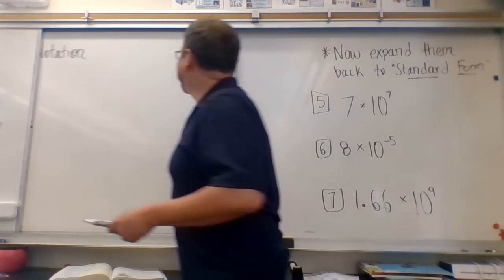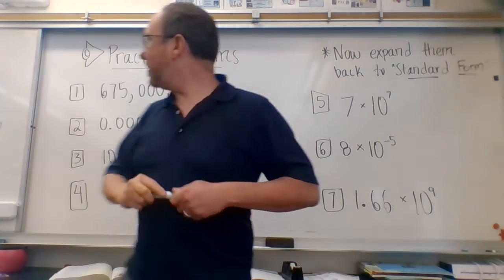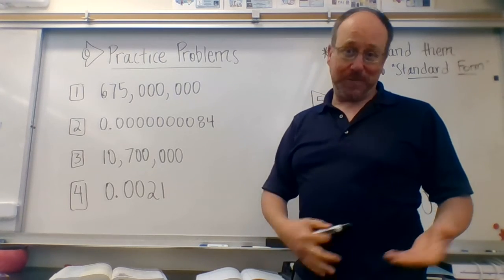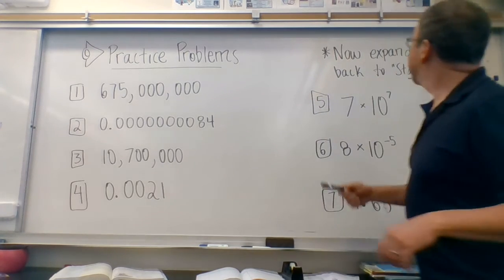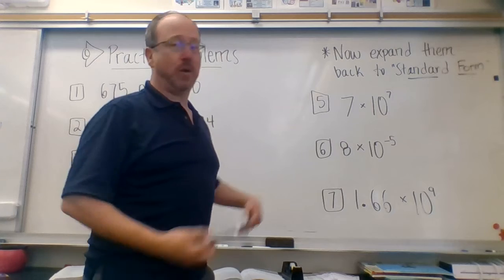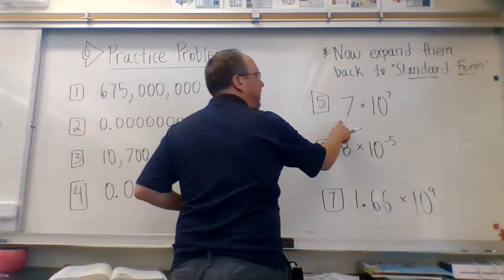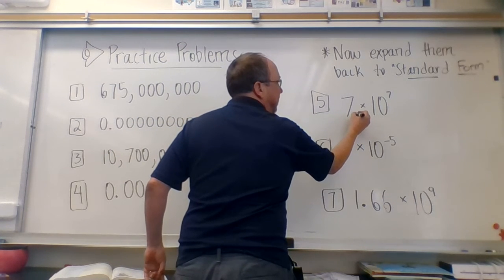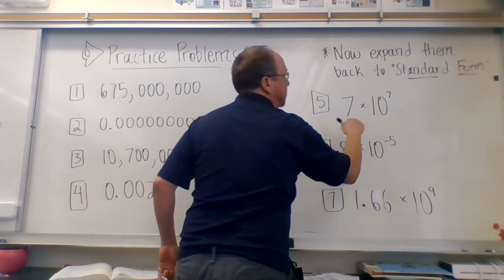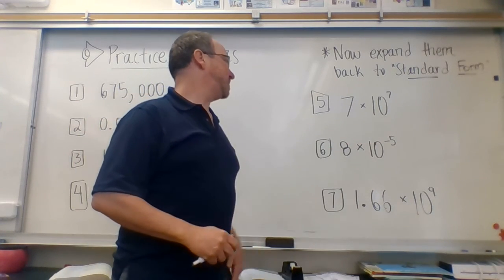You're going to have some practice problems. So here are some practice problems. The first ones are to take large numbers or small numbers and change them into scientific notation like we were just looking at. And then also practice putting them back into standard form, like expanding them back out. So here you have 7, and you're going to imagine from a decimal point moving over 7 times, just reversing the process, adding 7 zeros to this.